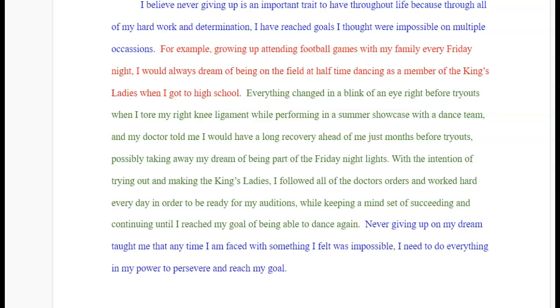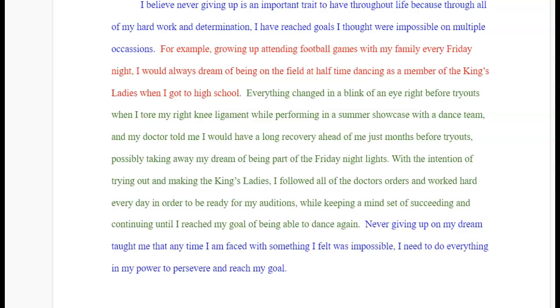So it states, I believe never giving up is an important trait to have throughout life because through all of my hard work and determination, I have reached goals I thought were impossible on multiple occasions. For example, growing up attending football games with my family every Friday night, I would always dream of being on the field at halftime dancing as a member of the King's Ladies when I got to high school. Everything changed in a blink of an eye right before tryouts when I tore my right knee ligament while performing in a summer showcase with the dance team, and my doctor told me I would have a long recovery ahead of me months before tryouts, possibly taking away my dream of being part of the Friday Night Lights.